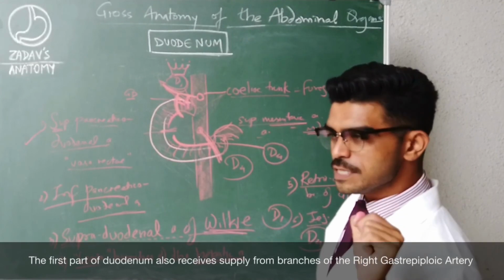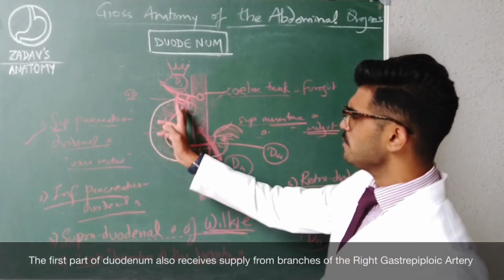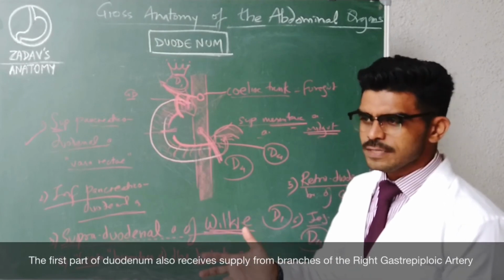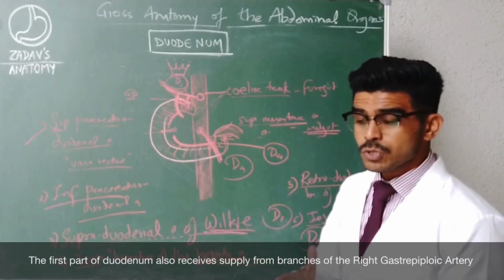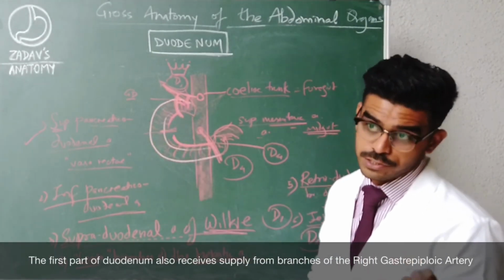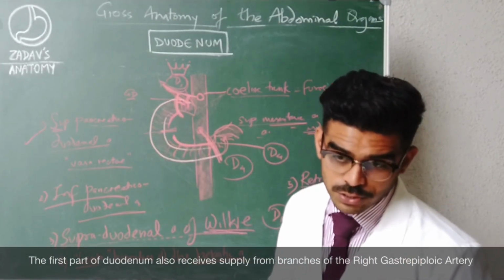Please note that the first part of the duodenum, in spite of having all this privilege, ends up being most prone to duodenal ulcer because most of these arteries are end arteries. That could be asked as a nice MCQ.